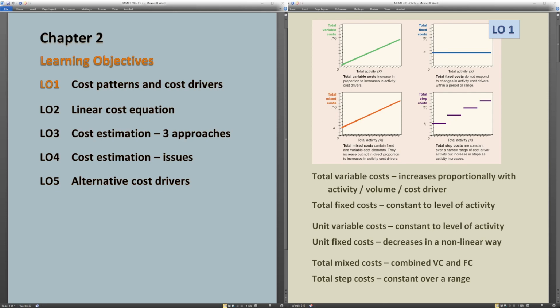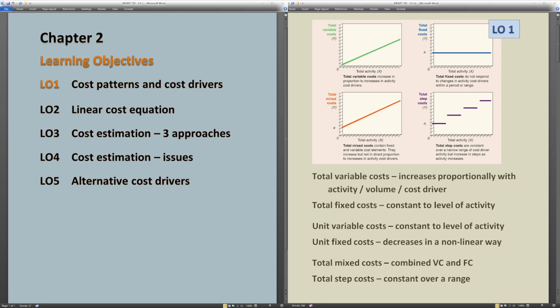If we've got a set of data, can we derive some sort of formula from that data so that it allows us to calculate or forecast costs in the future? So this chapter is how to predict costs in the future based off of a set of historical data.